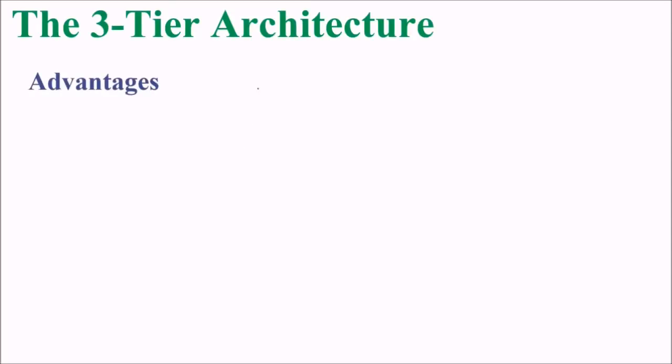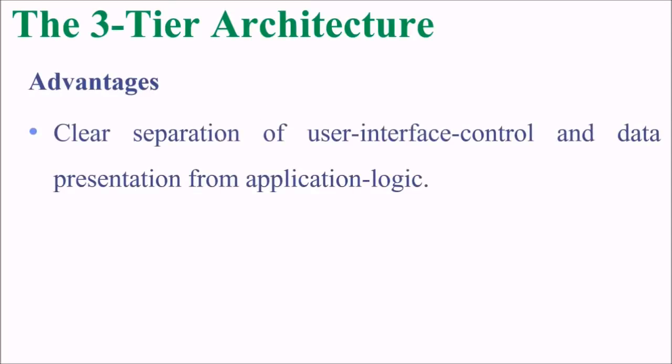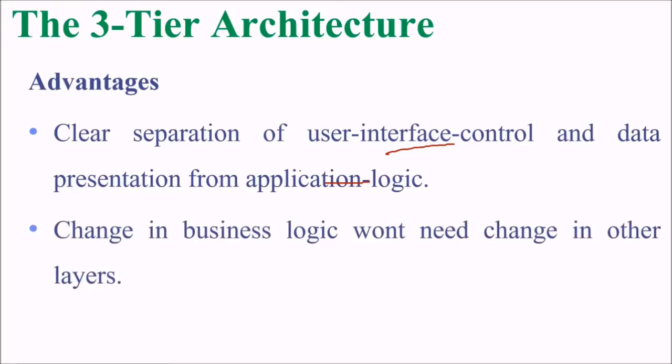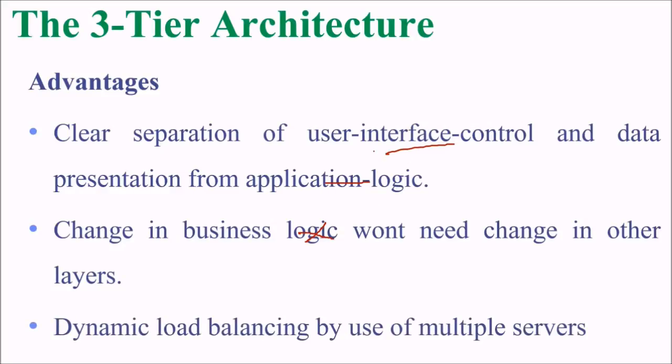In the three-tier architecture, the advantage is that there is a clear separation of the user interface control and data presentation from the application logic. Changes in the business logic will not propagate any changes to any other layers because it is independent. And dynamic load balancing can be done using multiple servers.